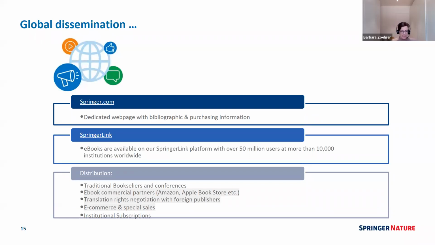So global dissemination. Now that your book is published, we reach the final step in the process, which is sharing your book with the global research communities via many different channels. So your book will have its dedicated webpage, like I showed you before for the series. It will be available on Springer Link, which is our main content platform. Springer Link currently has more than 50 million users at more than 10,000 institutions worldwide. So this is really global dissemination your book will receive.